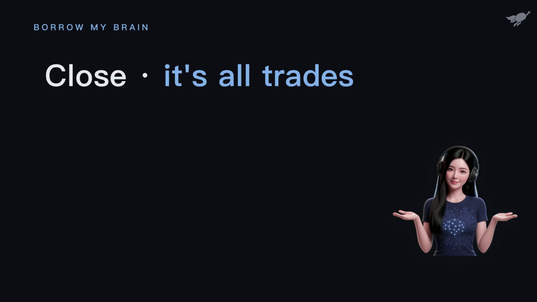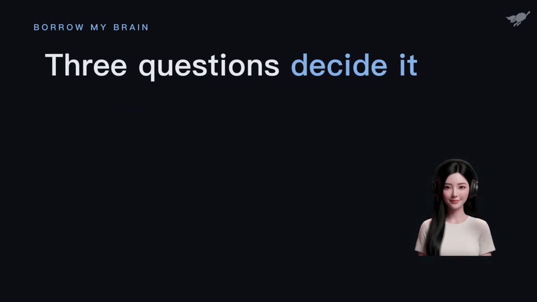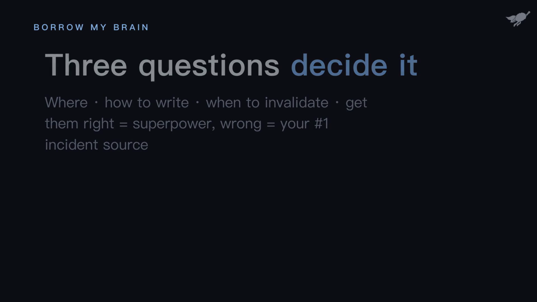Let's wrap up. Caching is, once again, a trade of consistency for speed. You'll notice that everything in this course so far has been a trade. And using it well comes down to the same 3 questions. Where to cache, how to write, when to invalidate. Get these 3 clear, and a cache is a superweapon. Get them wrong, and it's the #1 source of your production incidents.